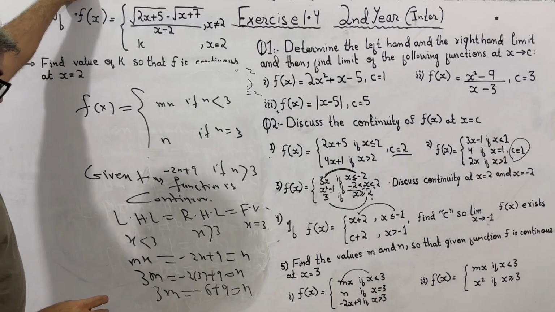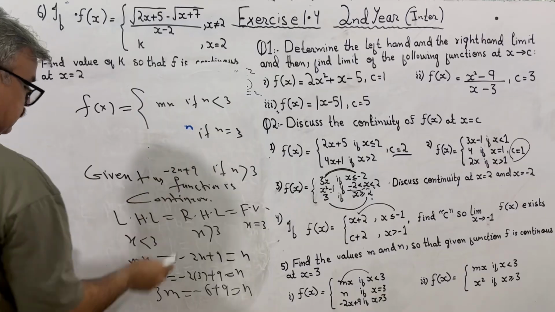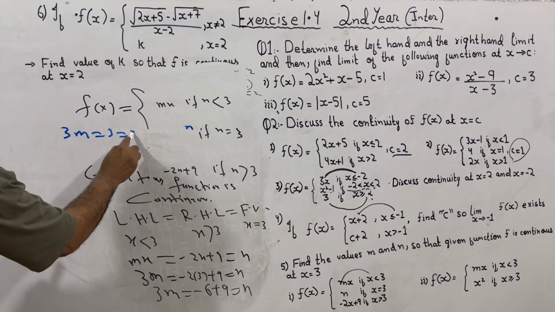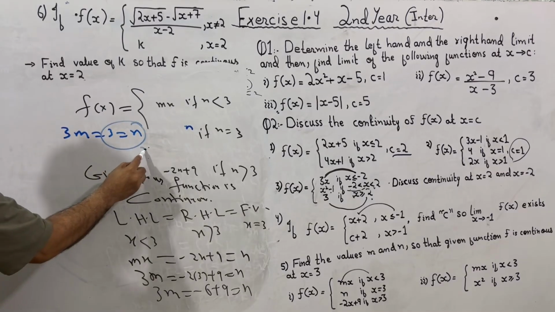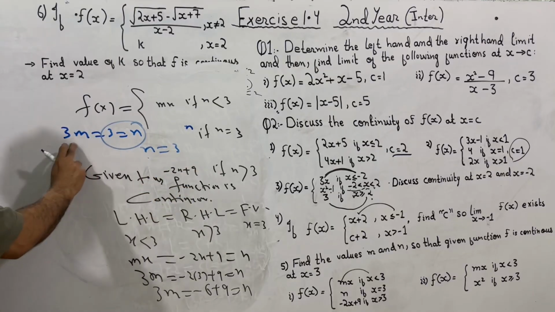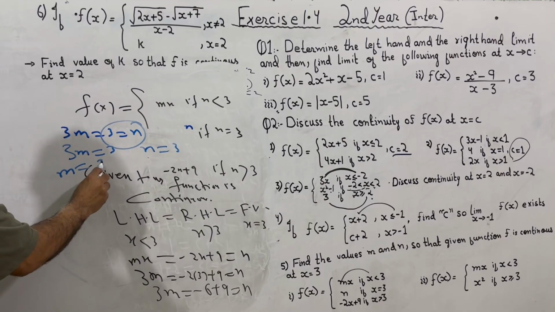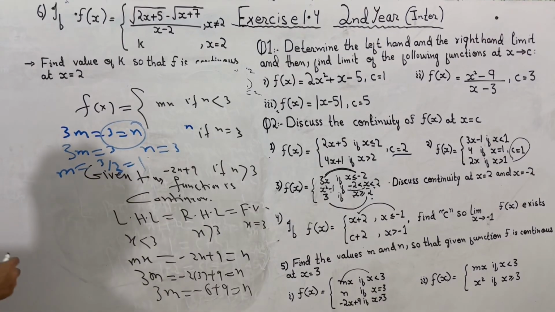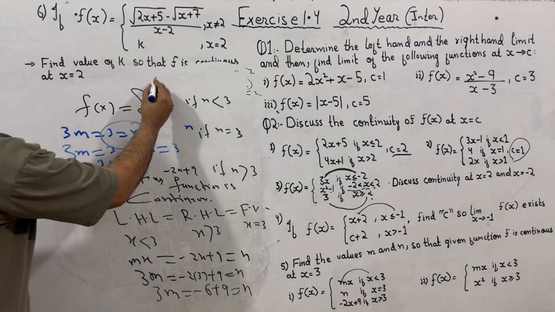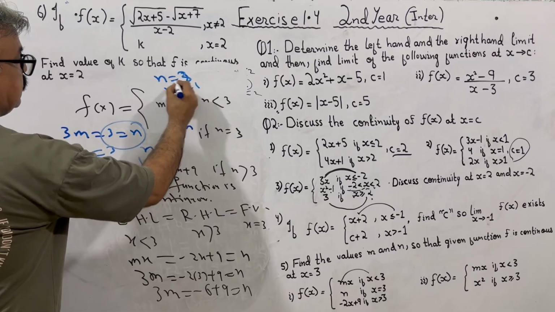Okay. So we have some conditions: 3m is equal to 3 is equal to n. From this, n is equal to 3. Taking these two, 3m is equal to 3, solving for m, it is equal to 3 over 3, which means m is equal to 1. In that case, n is equal to 3, m is equal to 1.